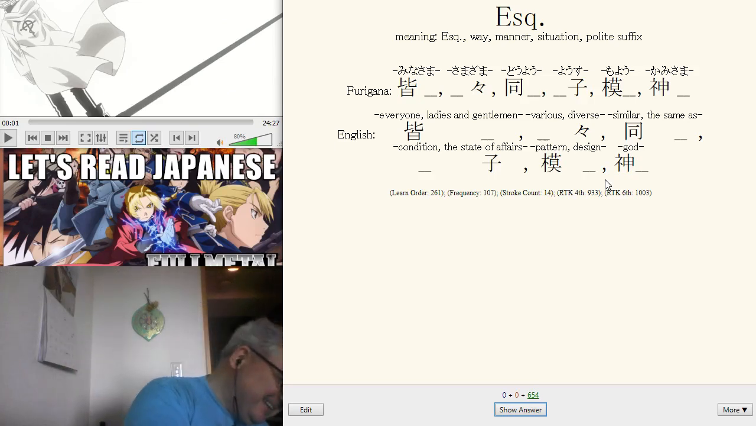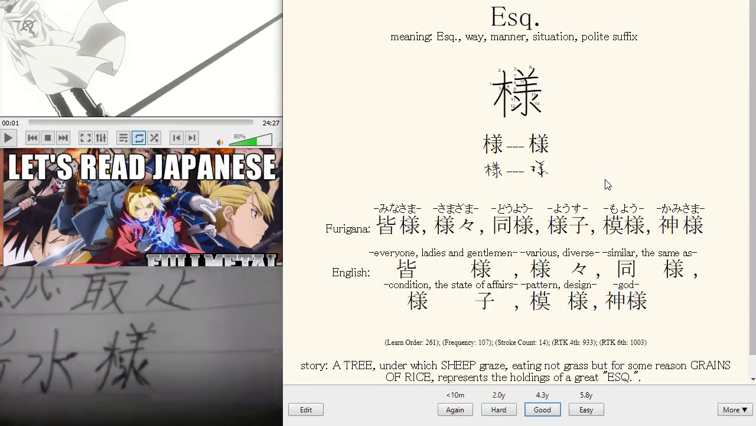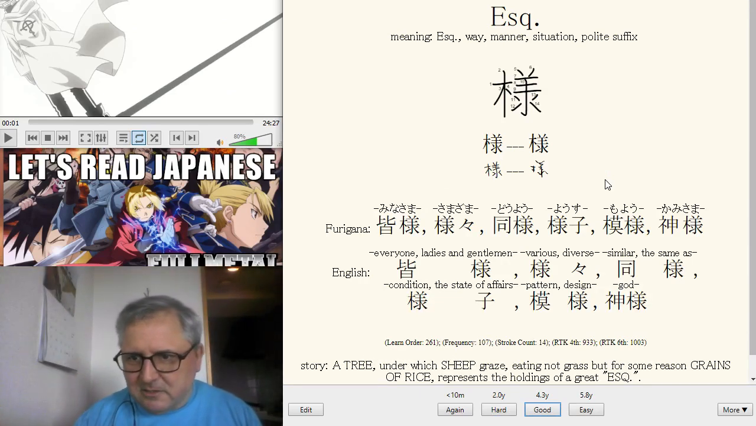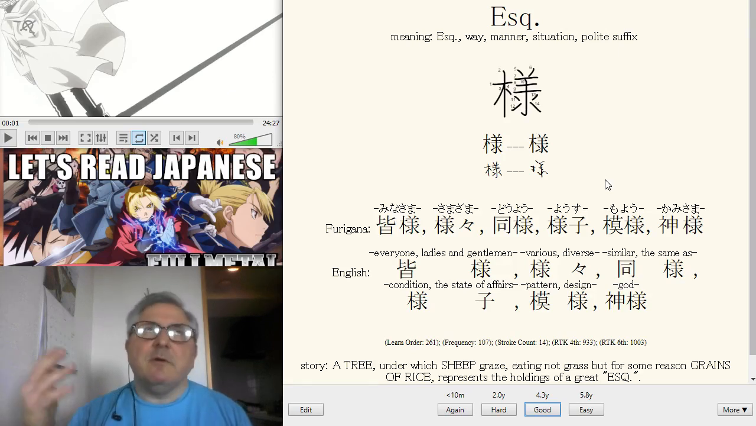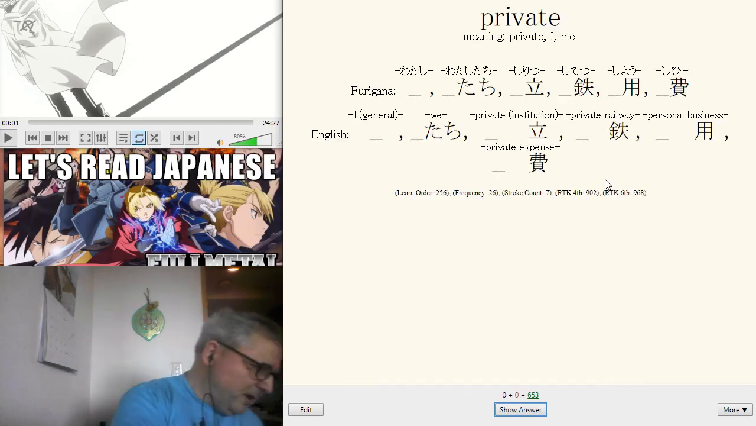It's not mizu, it's rice at the bottom. Okay, cool. All right, minasama, konnichiwa! Samazama, ladies and gentlemen, state. Samazama, various, okay. Dōyō, similar, same as. Yōsu, your condition, right? Yeah, condition, state. Moyō, that's similar too, right? That's a pattern, design. Oh yeah, shatsu no moyō. Kamisama, God. All right, cool.